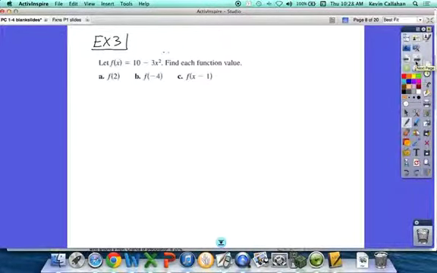So how do we evaluate a function for a particular value? For example, in this one it says f of x is 10 minus 3x squared. What does it mean to say f of 2? Plug in 2 for x. Whatever is in place of the x here, it's got to go in place of the x there. So for a, f of 2 equals 10 minus 3 times 2 squared, which is 10 minus 12, which is -2.